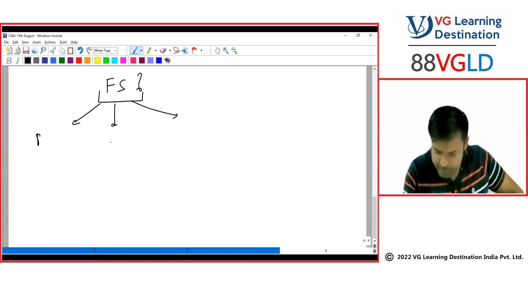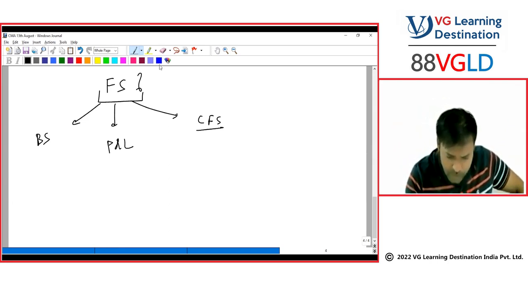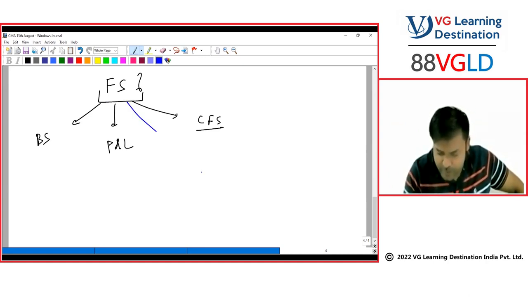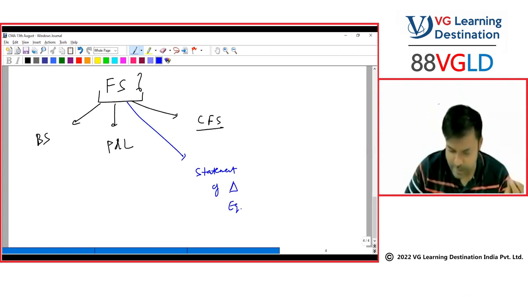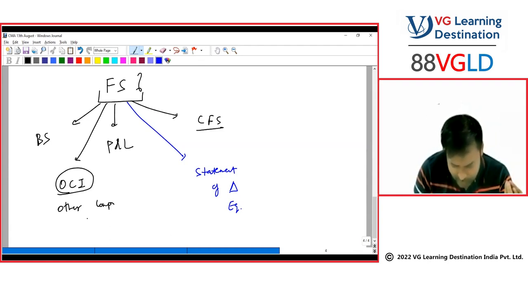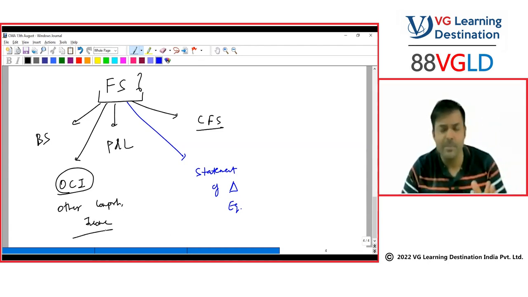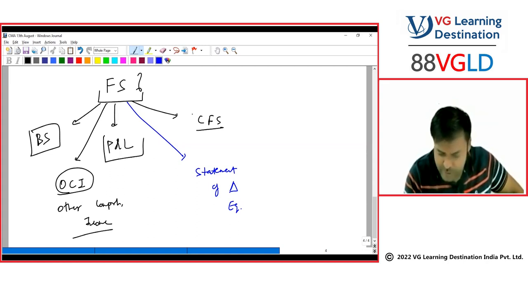Balance sheet, brilliant. P&L, absolutely. Cash flow statement, correct. Broadly, what you're saying is absolutely correct. These are the three statements we have. But sometimes we also have a statement of changes in equity. That means how your equity share capital is changing. We will discuss that also. We will also discuss OCI, which is other comprehensive income. Broadly, what you're saying is correct. These are the three main financial statements.